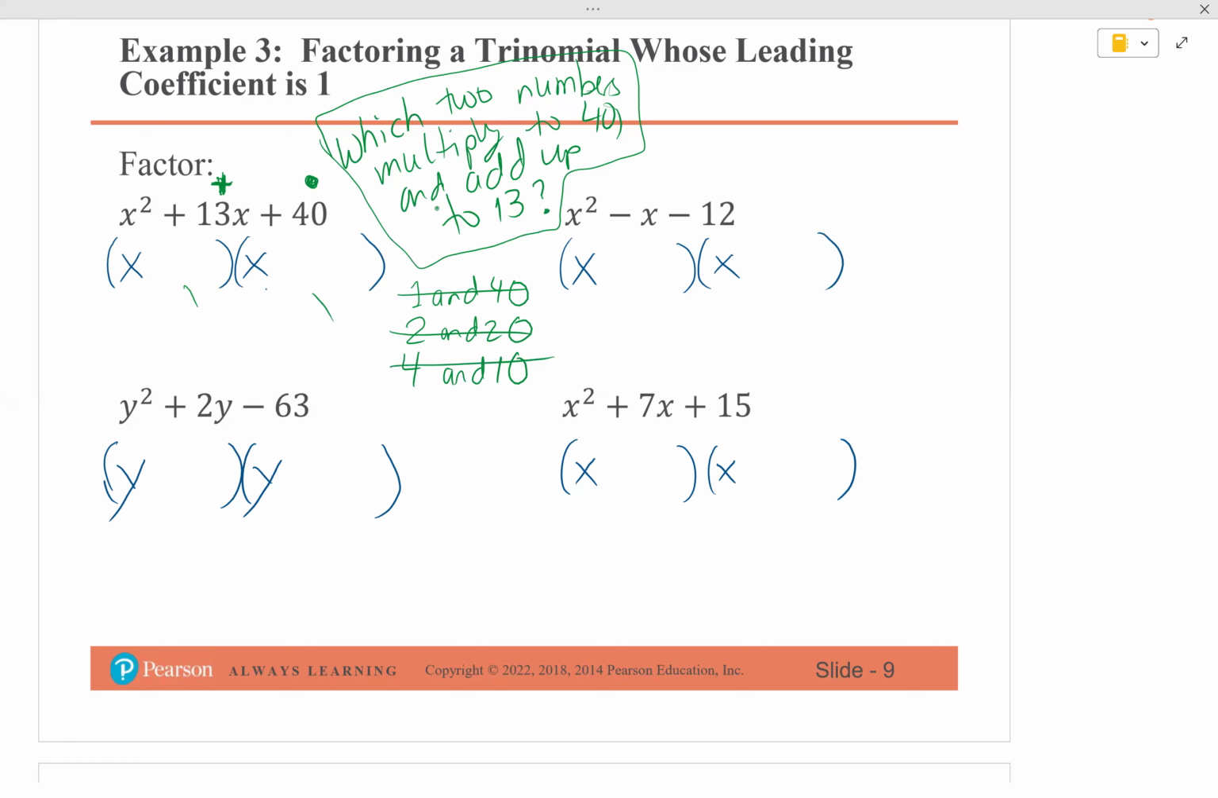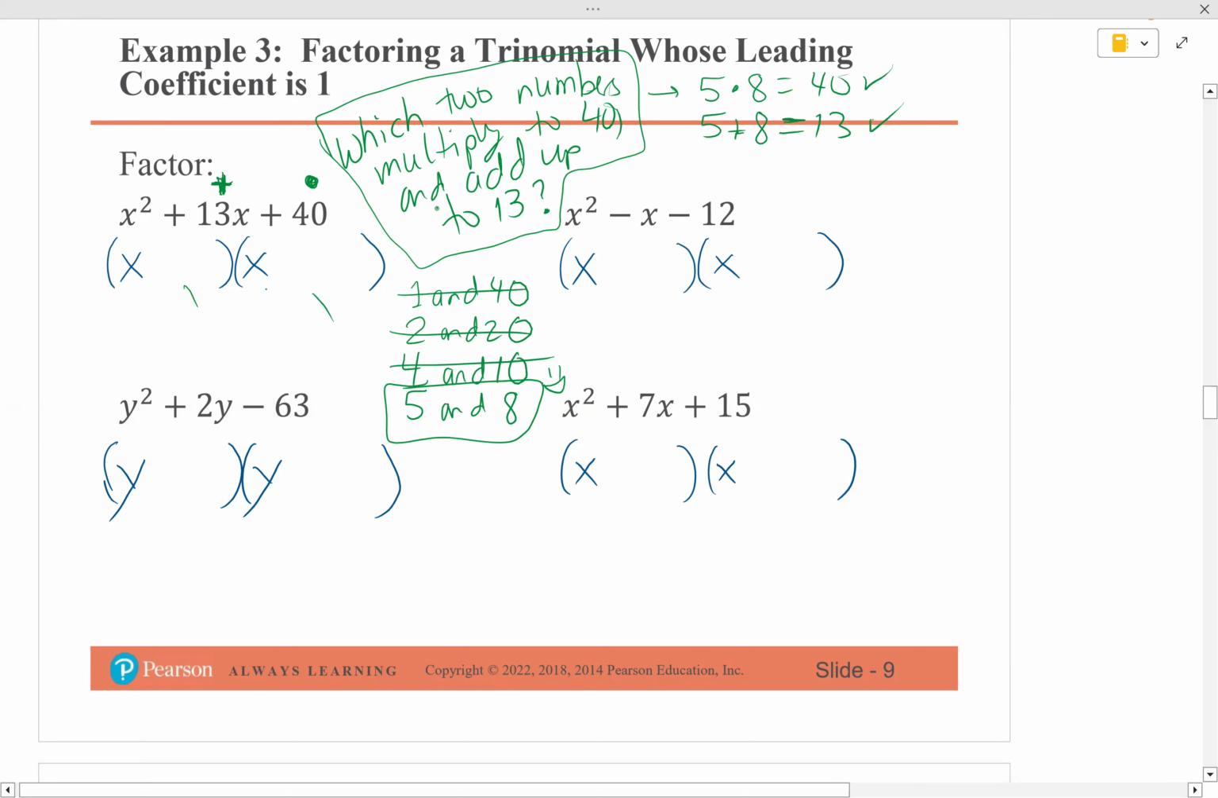All right, what about 5 and 8? 5 times 8 is 40. Ooh, and 5 plus 8 is 13. That's a winner. The answer is 5 and 8, because 5 times 8 is 40, which is what I wanted, and 5 plus 8 is 13. Any other pair of numbers either wouldn't multiply to 40 or wouldn't add up to 13. There's only one unique pair that does both of those things. Those are the ones, 5 and 8.